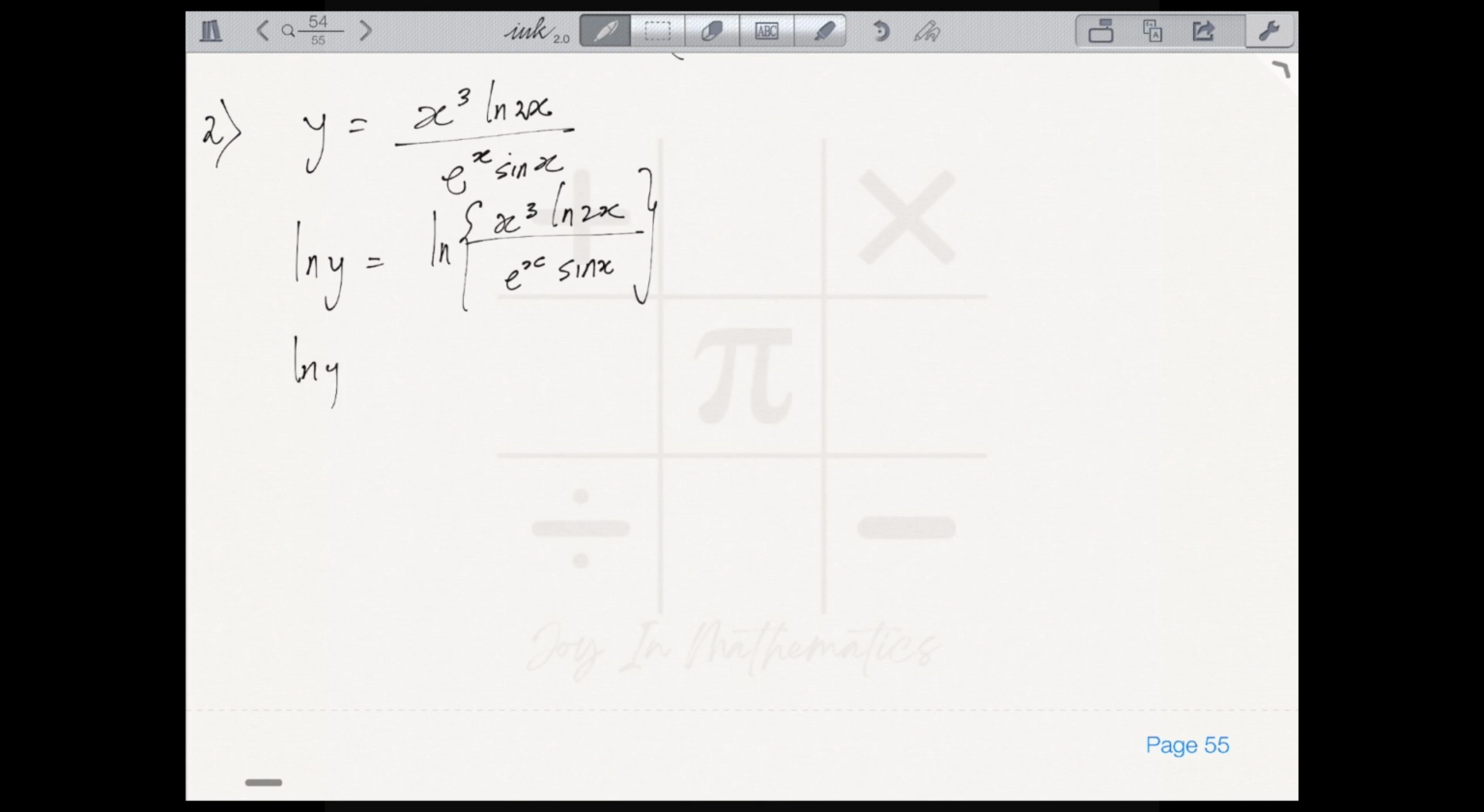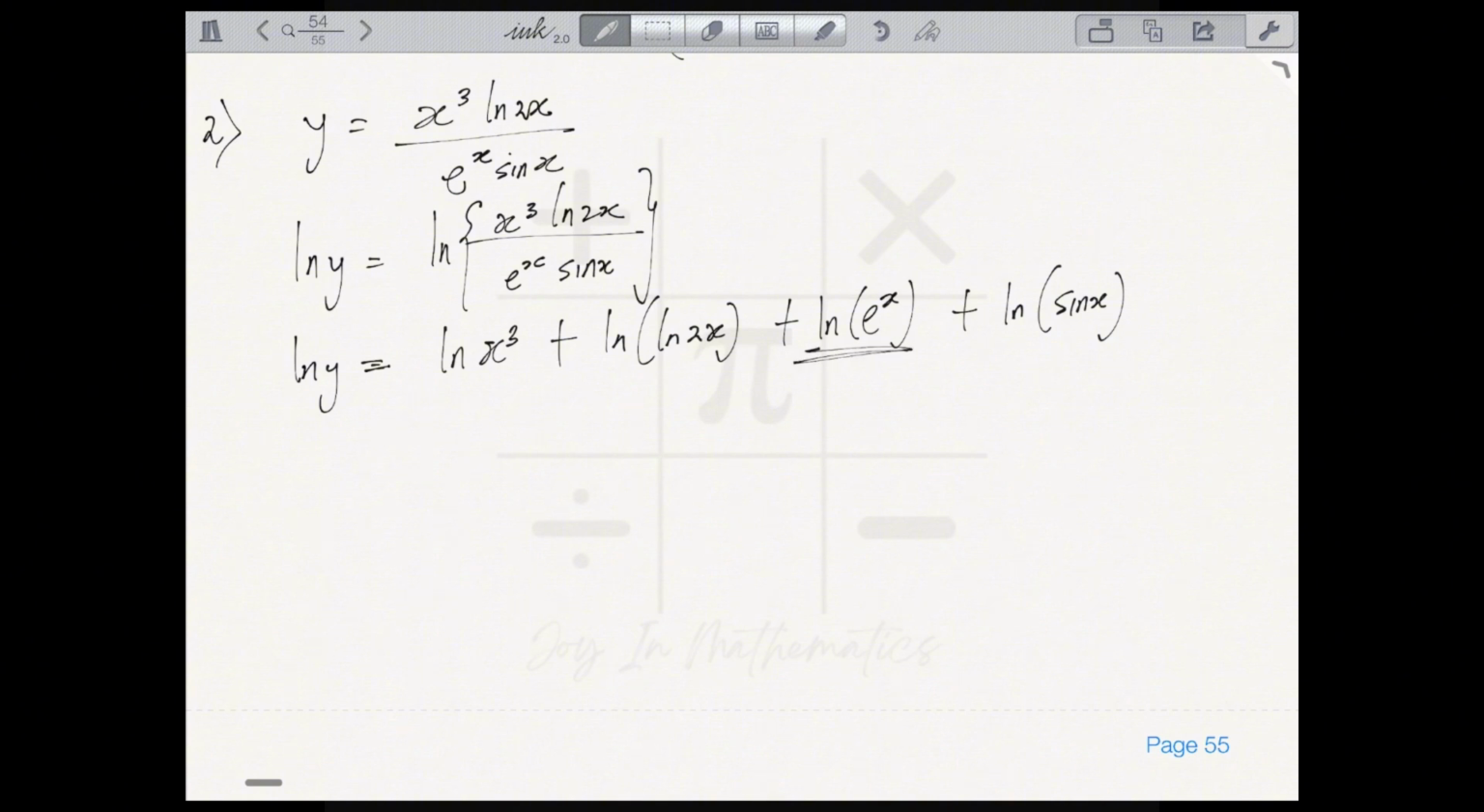Then let's split it applying the laws of logarithm. So this will give us ln x raised to power 3 plus natural logarithm of ln 2x plus ln exponential x plus natural logarithm of sine x. Now we can see here that natural logarithm and exponential function will nullify each other. However, this is not the same here.